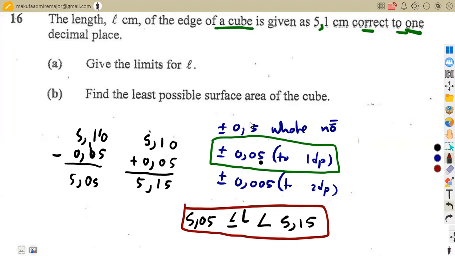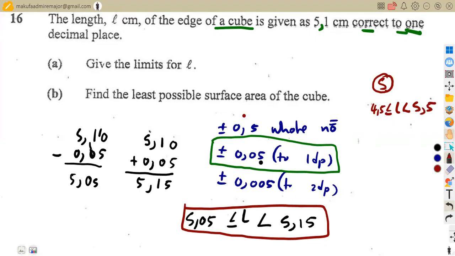Plus or minus 0.5 applies if it was 5 to the nearest whole number, so we subtract 5 minus 0.5, which is 4.5, less than or equal to L, less than 5.5. The other part is not equal to, it's less than, because 5.15 is not included. If we round off 5.15 to one decimal place, it will change this number to a 2. That's why it's just less than.